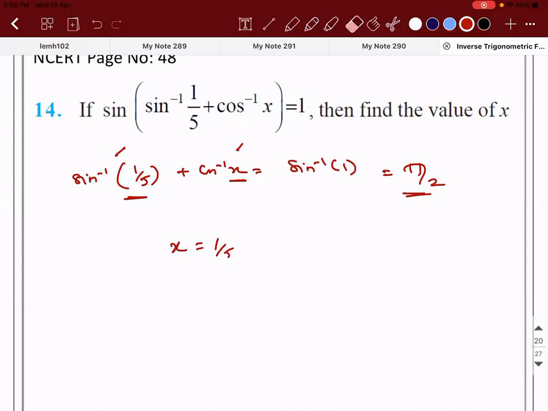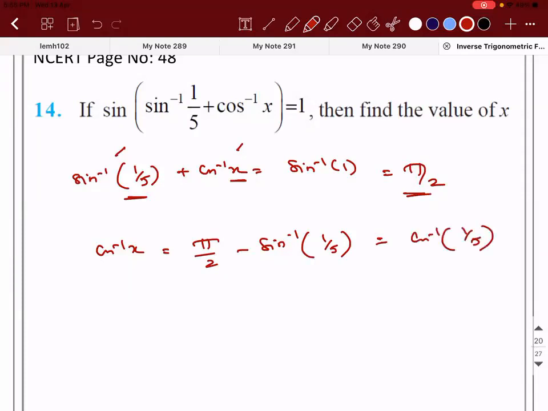Or what could have happened? You can write cos inverse x is equal to pi by 2 minus sine inverse of 1 by 5. So pi by 2 minus sine inverse 1 by 5 is cos inverse of 1 by 5. Property number 4. Cos inverse x is equal to cos inverse 1 by 5. So x will be 1 by 5.